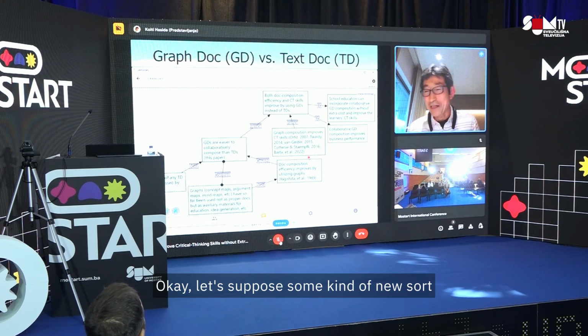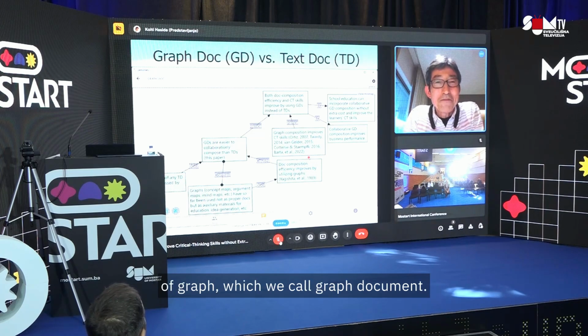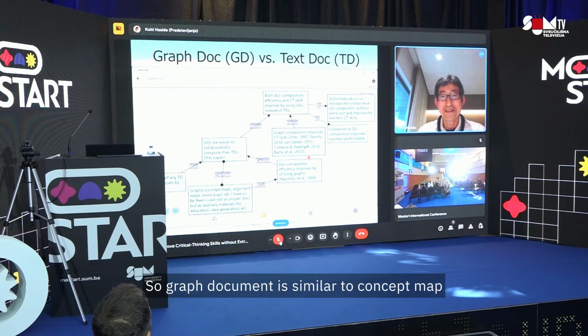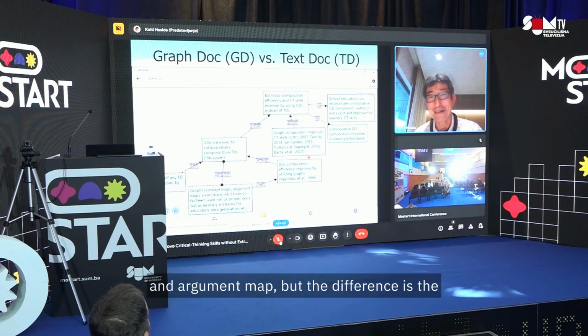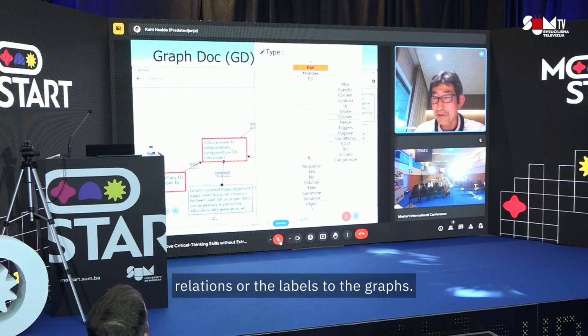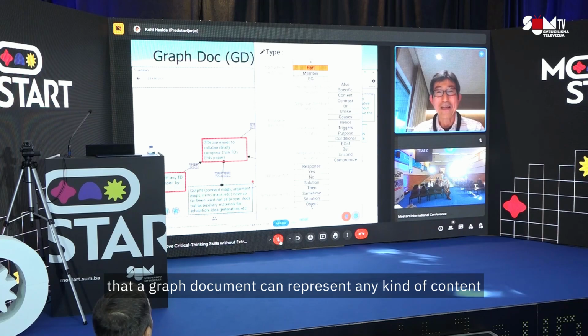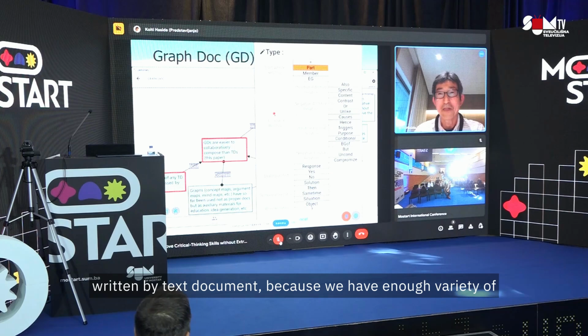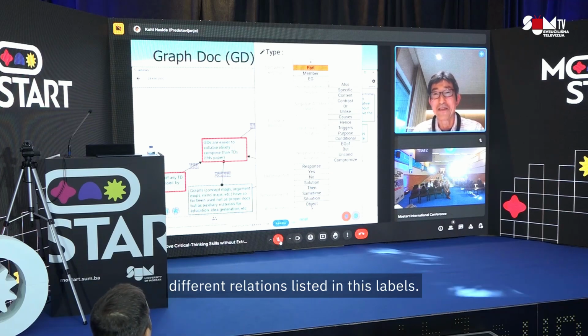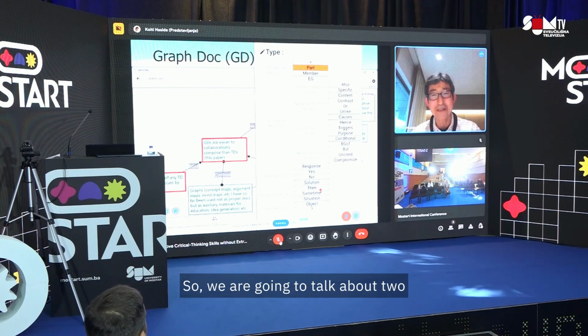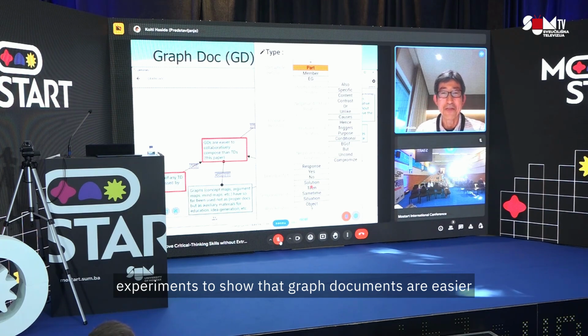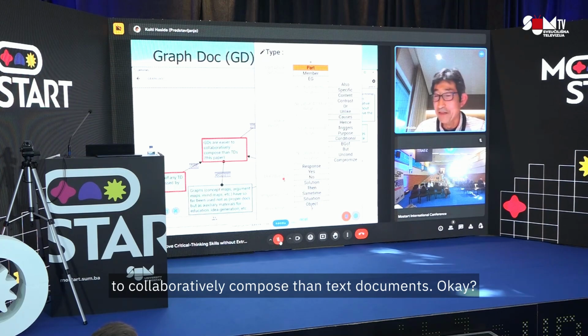Okay, let's suppose some new kind of graph, which we call a graph document. A graph document is similar to a concept map and an argument map, but the difference is that the labels on the links are defined in such a way that a graph document can represent any kind of content written in a text document, because we have enough variety of different relations listed in these labels. So we are going to talk about two experiments to show that graph documents are easier to collaboratively compose than text documents.